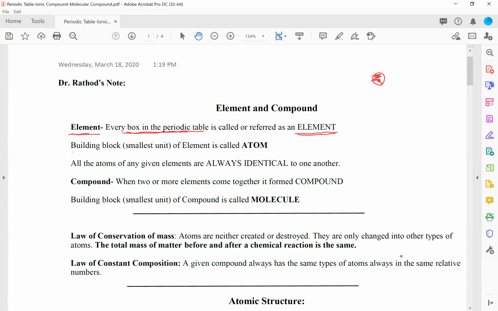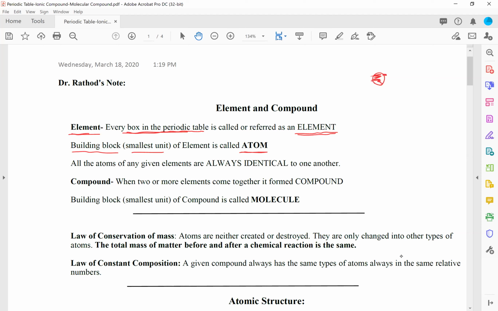So what we can call a building block, or the smallest unit that shows all the properties or has all the characteristics of an element, is called an atom. So the tiniest particle of an element is referred to as an atom. An atom is something we cannot see with our naked eyes. All right, so the building block, smallest unit or smallest particle of an element is called an atom.